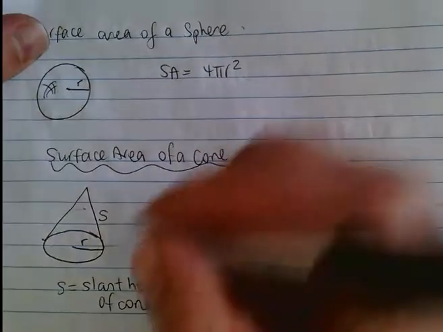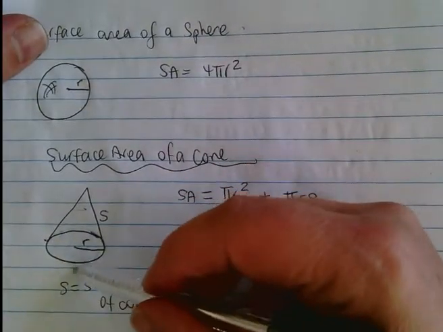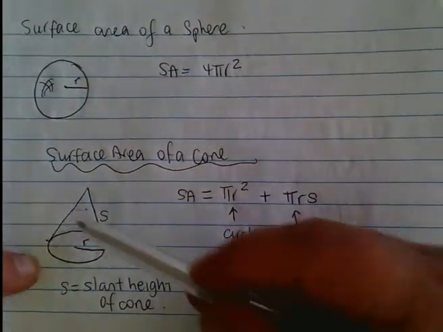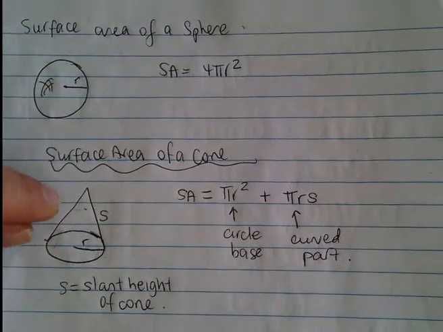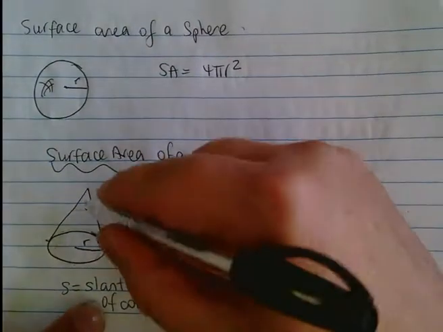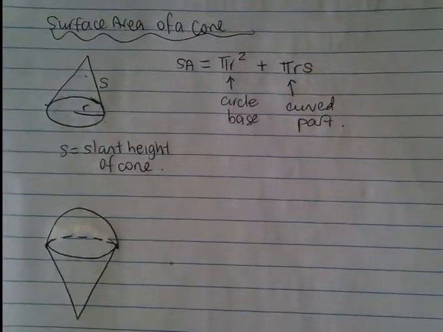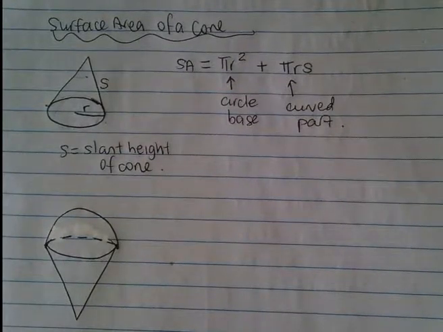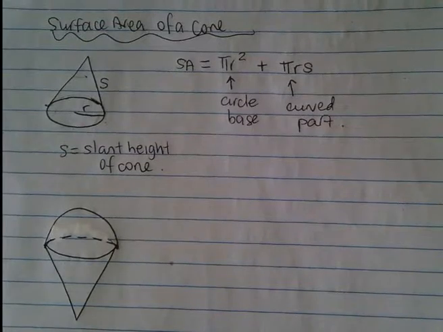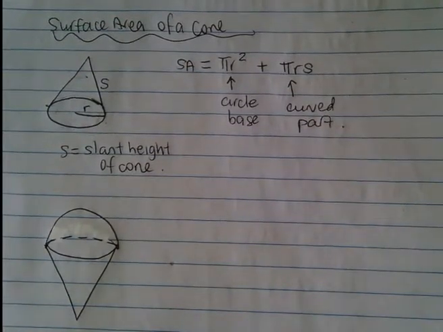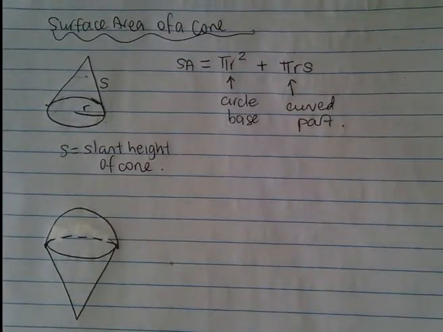Ladies, surface area of a cone. We've obviously got the base, pi r squared. The formula for the curved part is pi r s, where s is the slant height, not the perpendicular height. So we just plug it into the formula. All right? So, ladies, I've got an ice cream in a cone. And I'm going to ask you to find the surface area, not the volume. Normally you would be asked to find the volume.